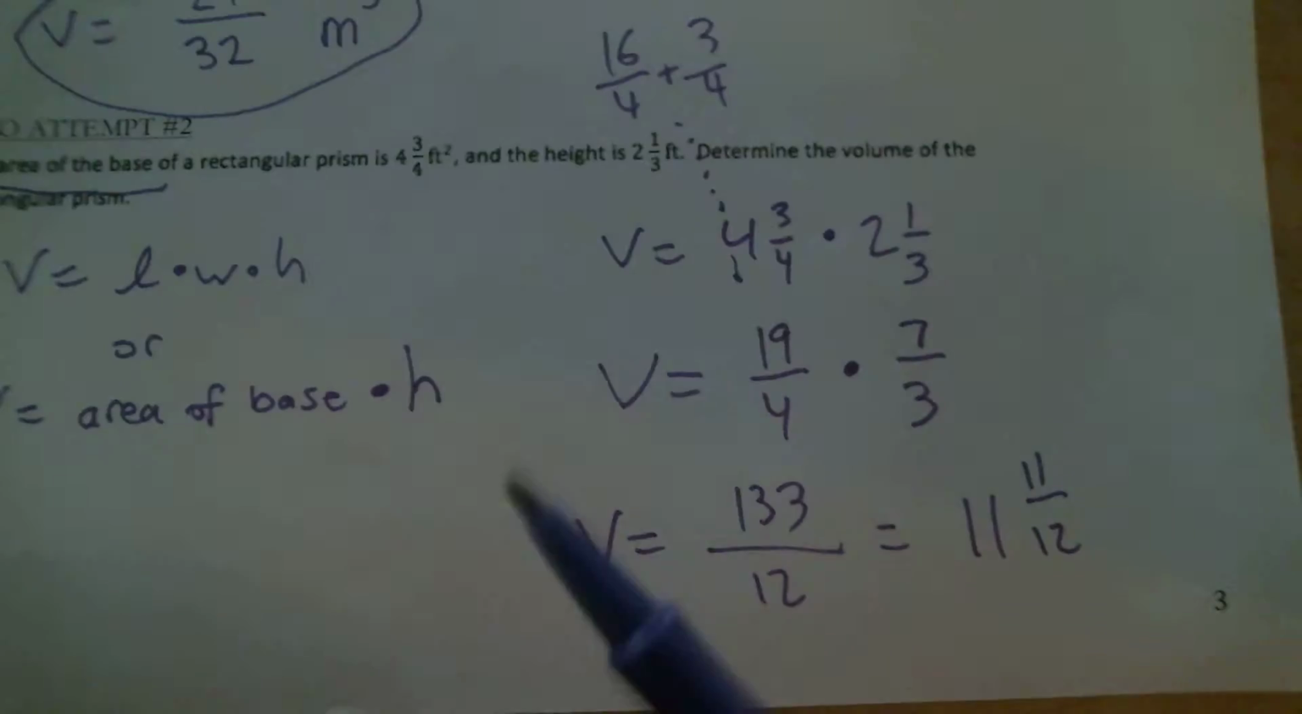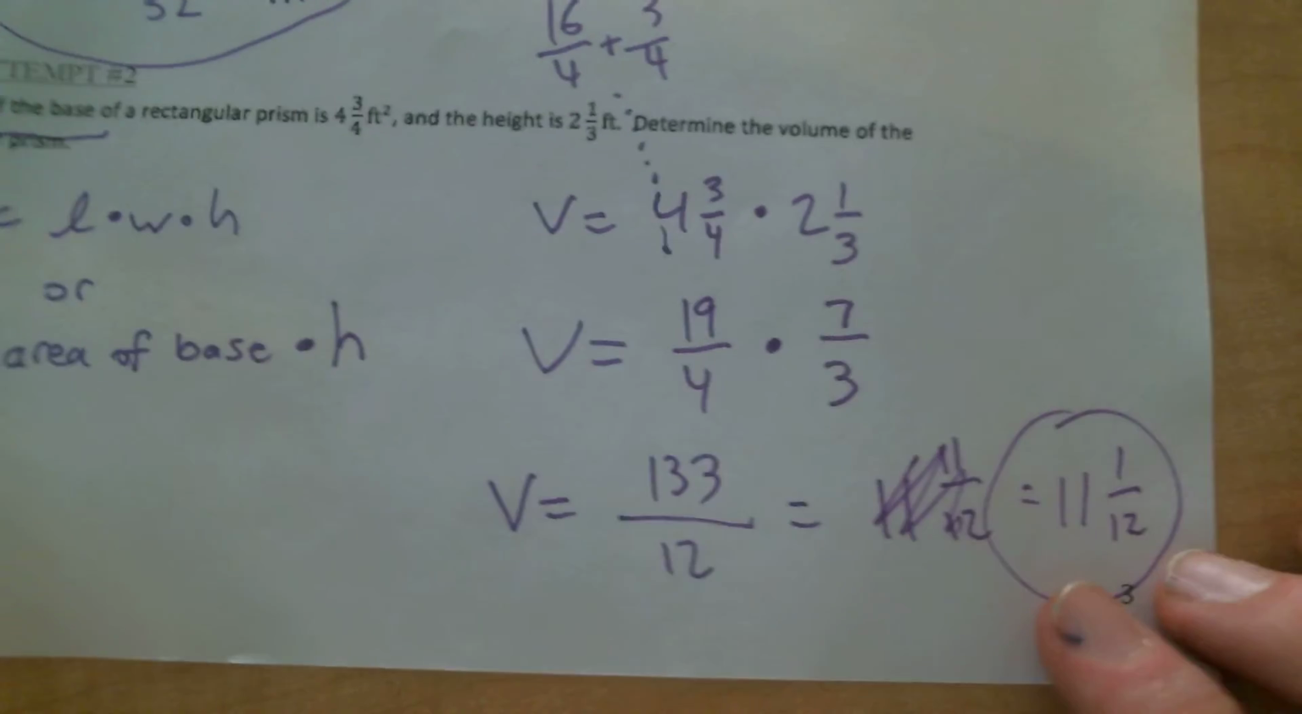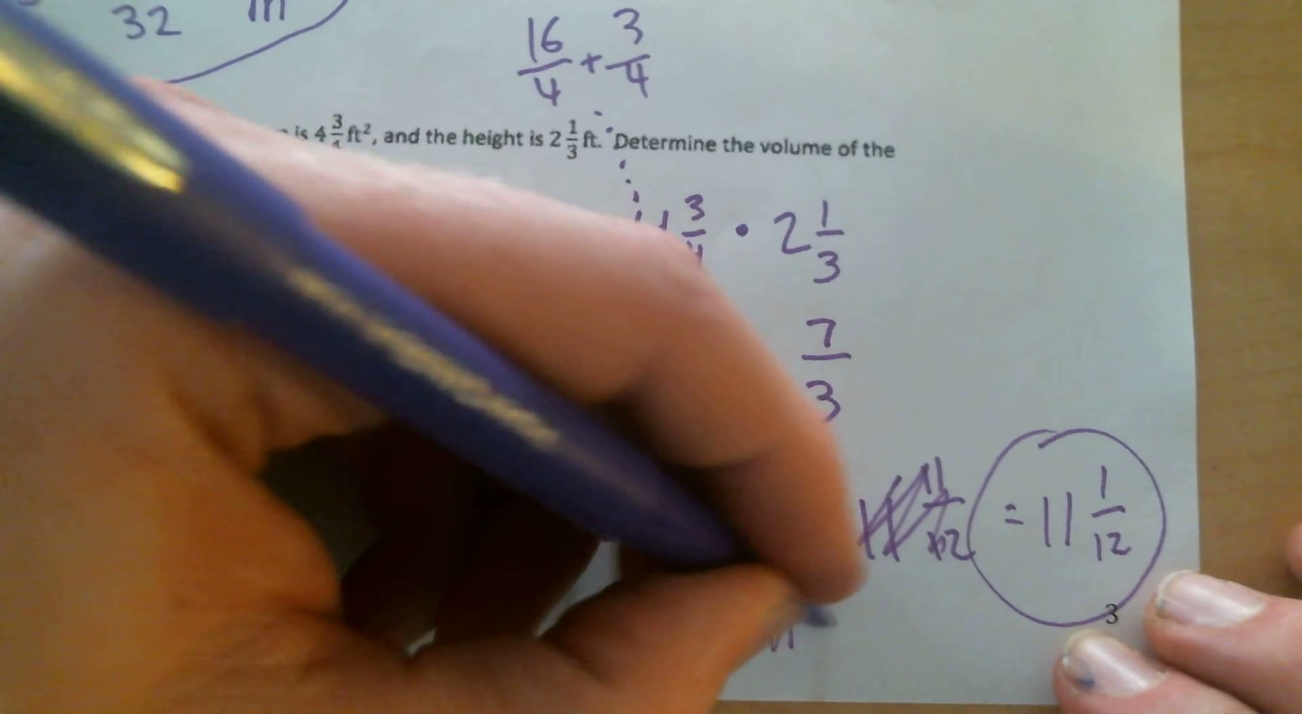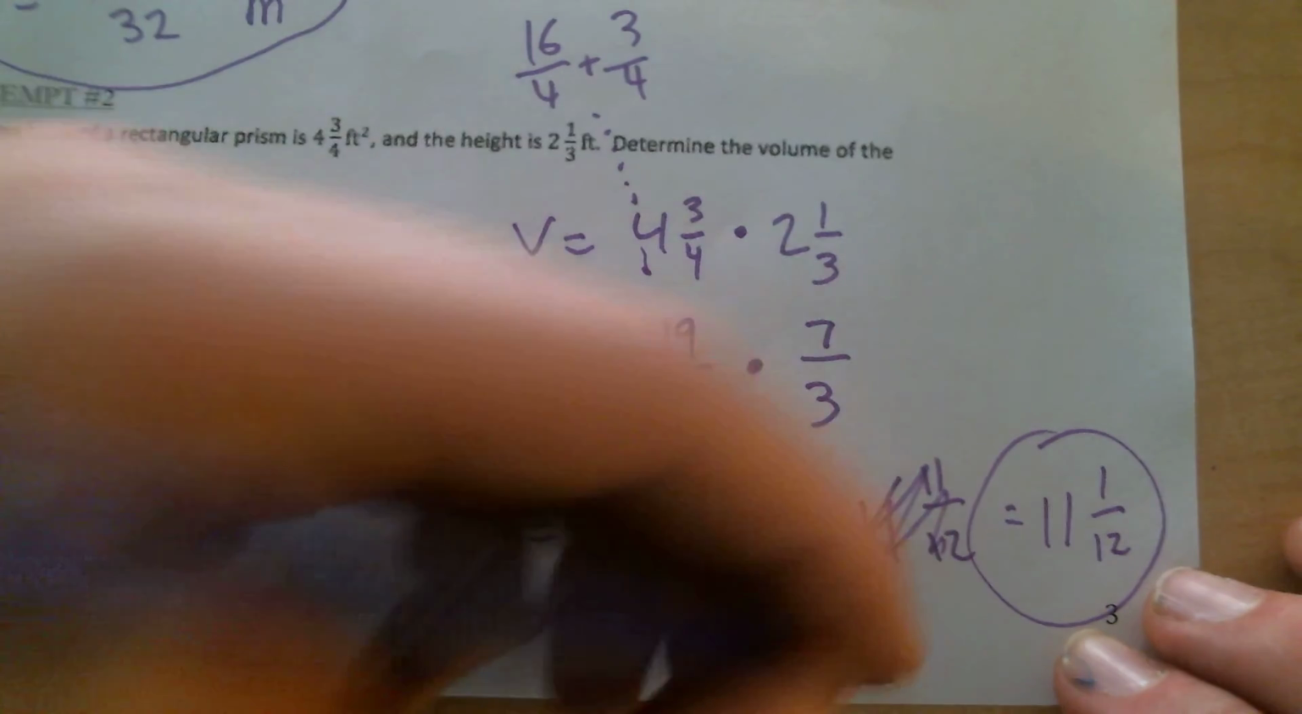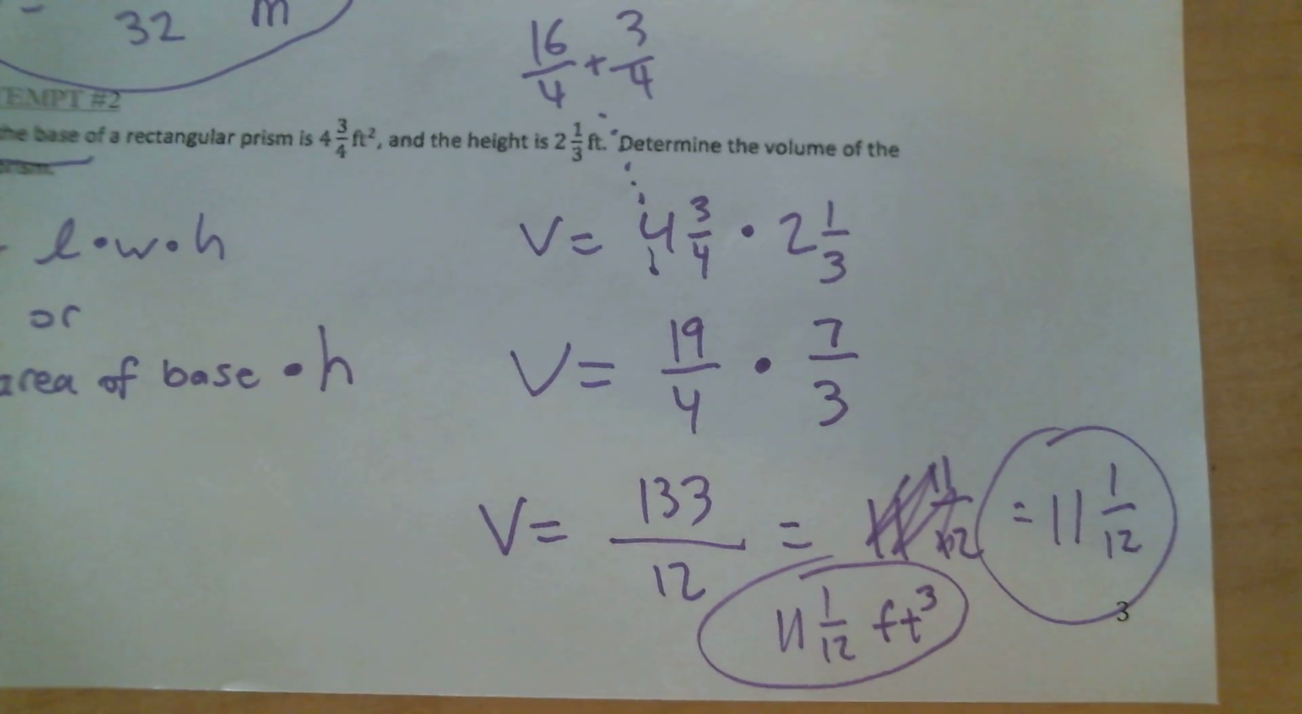That means this should be something totally different. This should be 11 and 1/12. But that's not a very good answer. 11 and 1/12 cubic feet. Feet cubed. That would be the volume of the shape we're actually looking at.